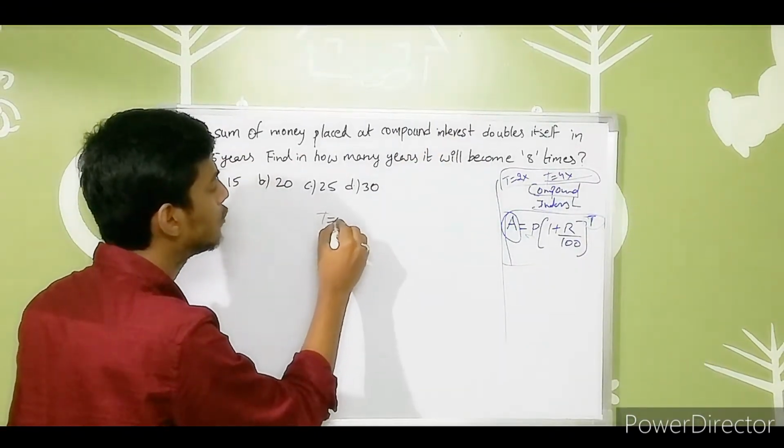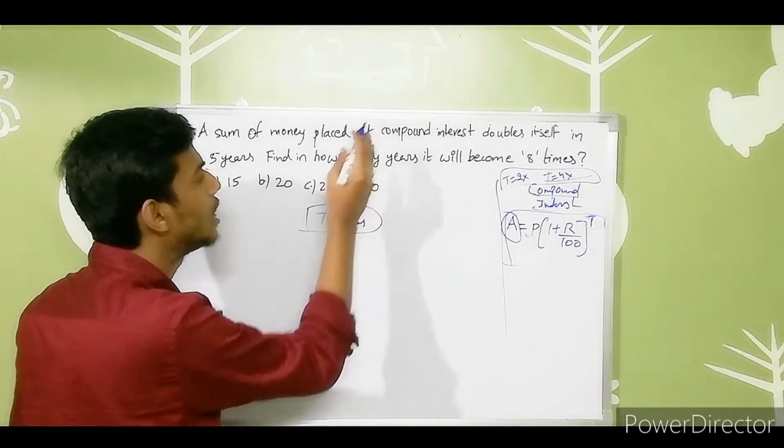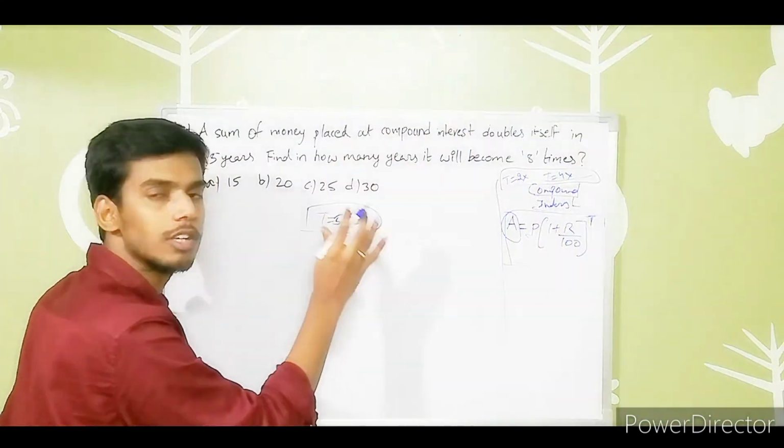That means T equals 5 years. We can take it directly. Why? As I said, they are not mentioned as half yearly or quarterly, so we can take directly T equals 5 years.